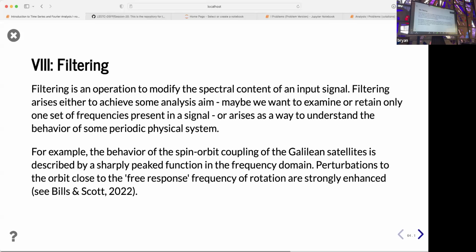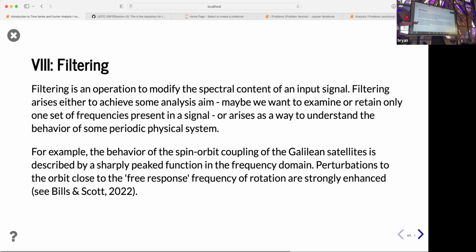Filtering is an operation that modifies the spectral content of an input signal. One reason you might try to filter a signal is if you only care about some frequencies but not others, or it could arise as a way to understand the behavior of some dynamical system.